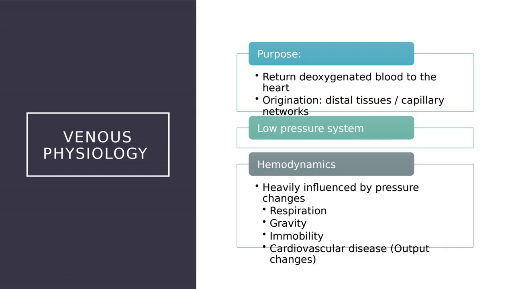The hemodynamics of the venous system are going to be very heavily influenced by any sort of pressure change throughout the body. And that is going to be done through a lot of different factors. Our breathing changes our hemodynamics, right? Our breathing changes the pressure in our venous system. Gravity, so whether we're laying down or we're standing, whether we're running or we're sitting. Immobility has a huge influence on pressure. Cardiovascular disease, so if there's something wrong with our arterial system, there's probably going to be something wrong with our venous system, right? So the two are not mutually exclusive from each other.